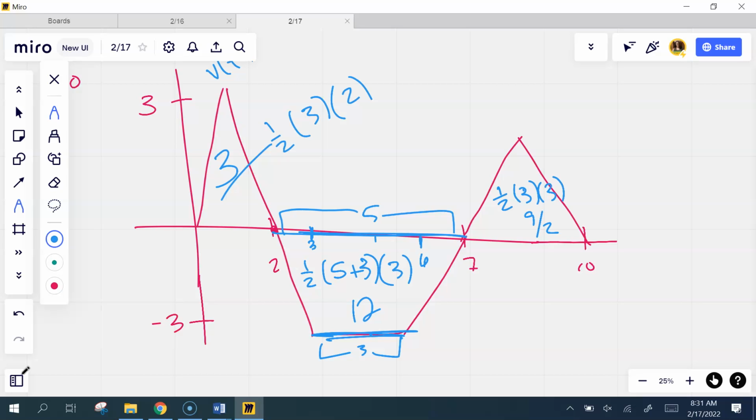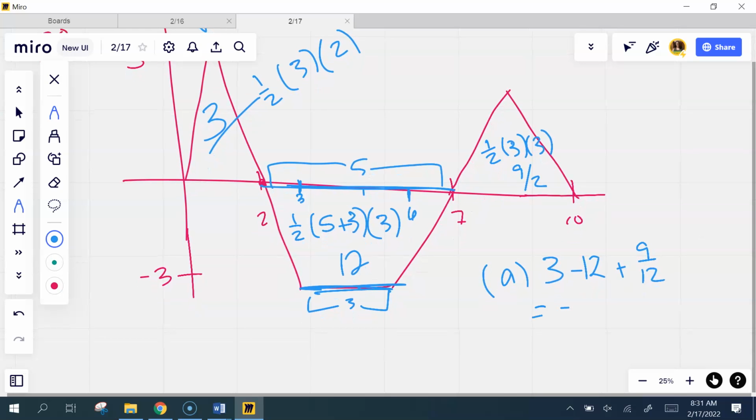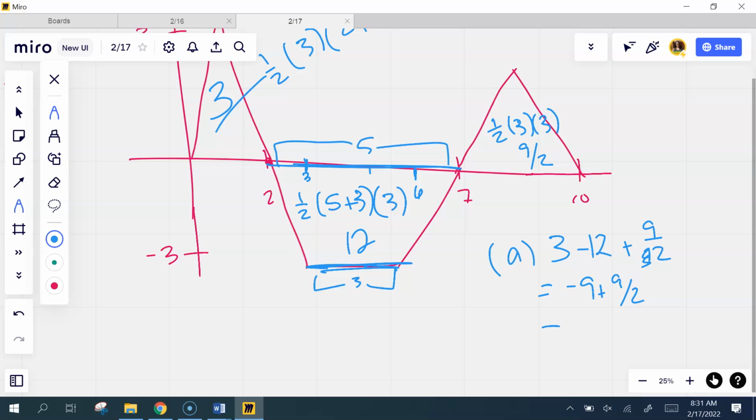So it depends on what you're looking for. Part A is the particle at the end of the trip, where it is. So that's displacement. So for displacement, it's going to be 3 minus 12 plus 9/2. It takes the signs into account. Negative 9/2.